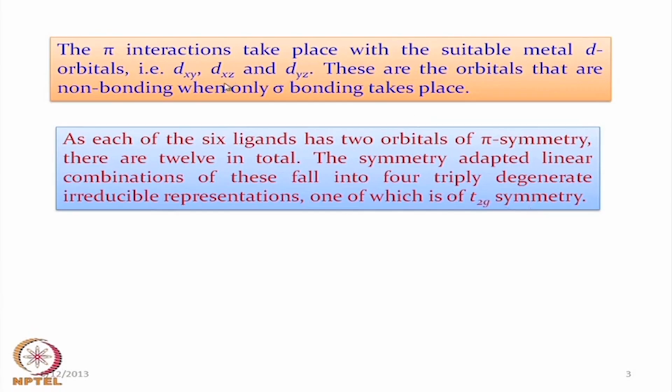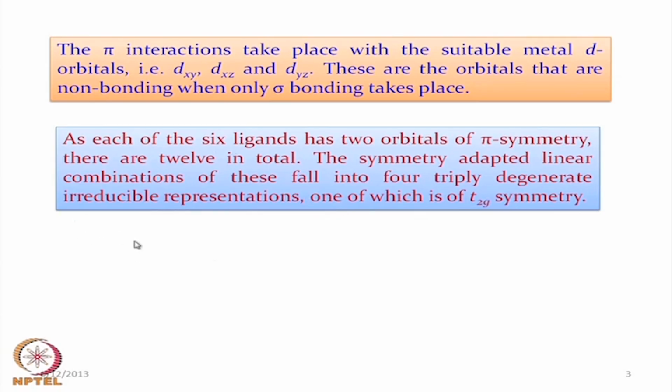So, what we have seen is that we have the reducible representation. This reducible representation will now break into the corresponding irreducible representations. So, we now find from the reducible representation the number of irreducible representations and their symmetry labels. That is the next task, to learn about the pi bonding interactions, what different pi interactions can form between the metal and the ligand.